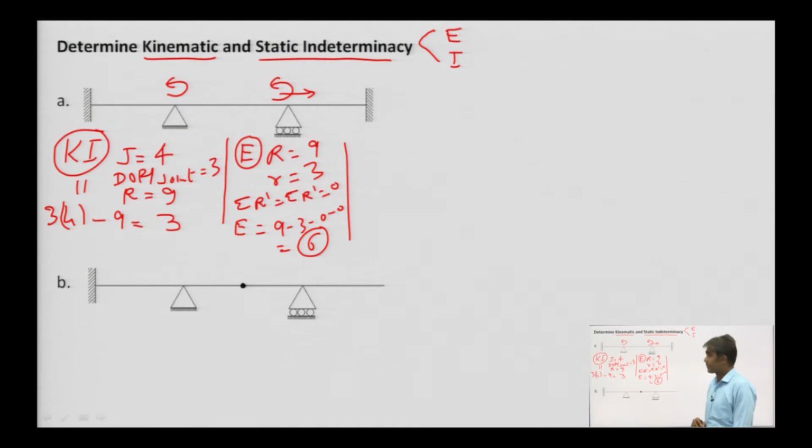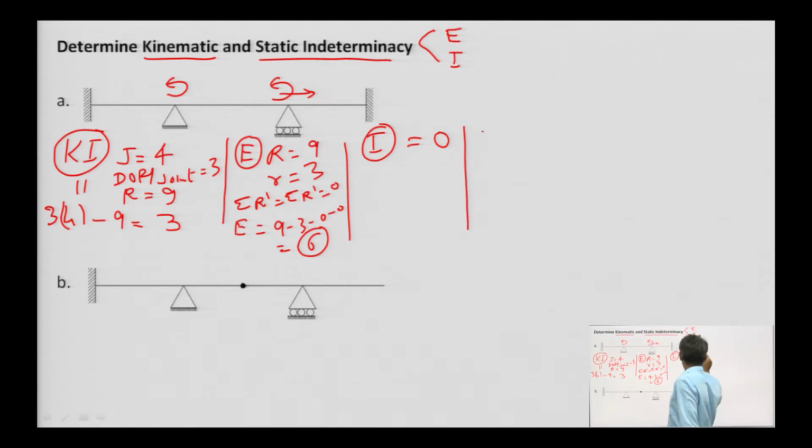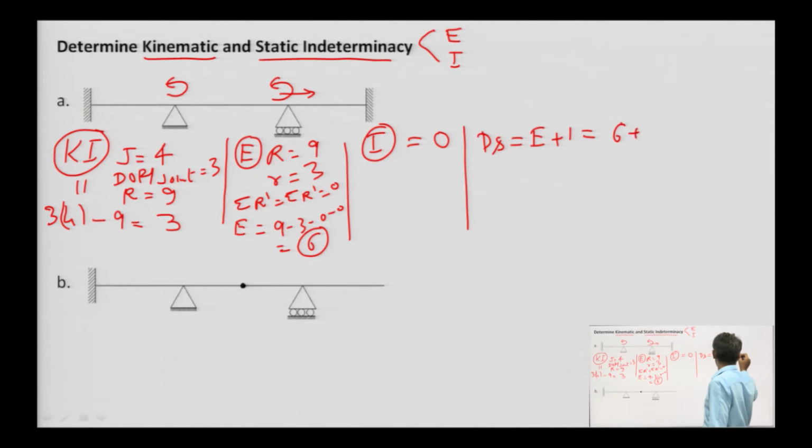which comes to be 6. And internal indeterminacy, since this is the case of a beam, and I told you in my previous lecture that it is always 0, no need to calculate. Therefore, total value of DS, E plus I, is 6 plus 0, means total 6.